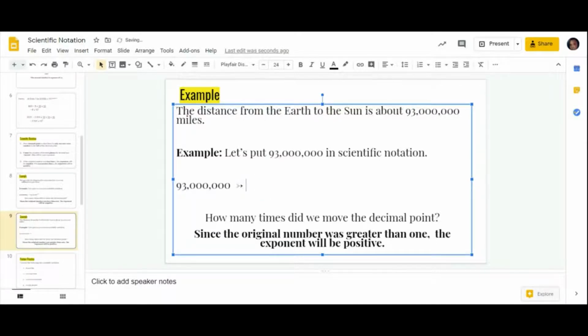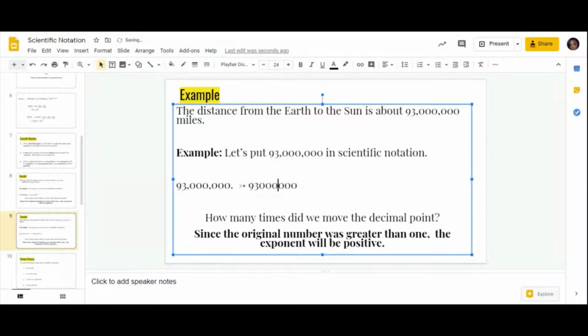So, how then do I format 93 million in scientific notation? Well, we know that the first step is to move our decimal point until it is to the left of the first non-zero number. Okay? So I'm going to take my imaginary decimal point that now is a real decimal point, and I'm going to move it until it is directly next to the first non-zero number.